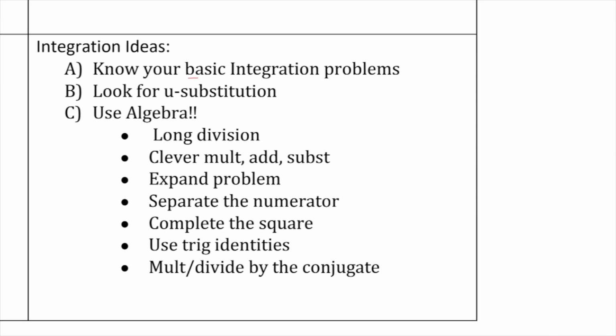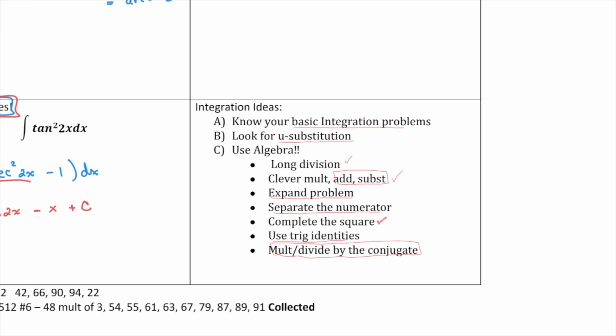So, what do we need to know when we're integrating? You must know your basic integration formulas and problems. Look for u substitution to start. Know your algebra. Think about long division, clever multiplication. You can even add and subtract the number 0. You could expand the problem, multiply it out, separate the numerator so that you have 2 different problems. Ooh, completing the square, that might show up. Use your trig identities. And of course, multiplying or dividing by a conjugate is sometimes very fun.